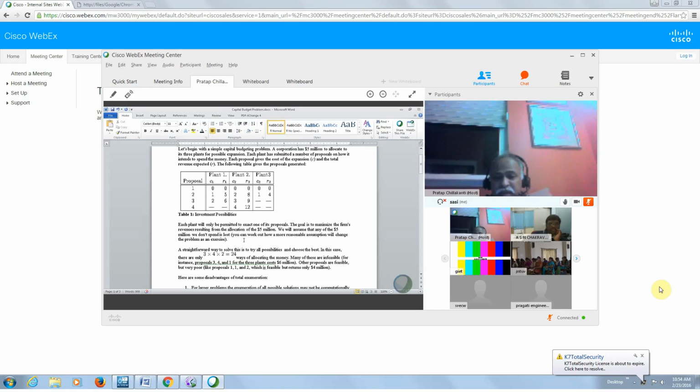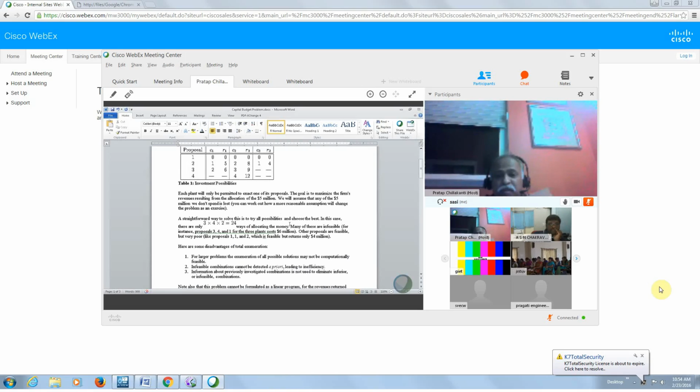If you don't spend the money, it's lost. Now there are 24 different possibilities. If you look at the table, okay, 3 plants, 4 proposals, cost and revenue model, so 24 comes up there. So we take it at face value, right? And then there are certain infeasible proposals, so we eliminate them.